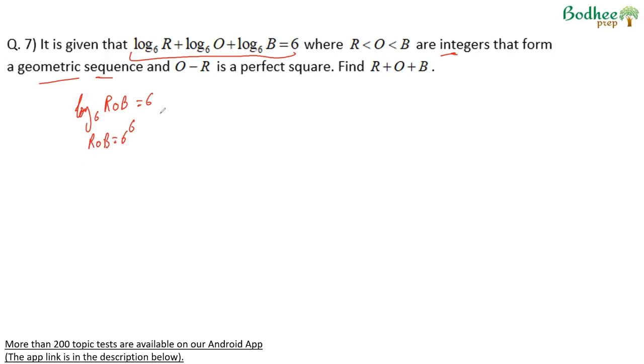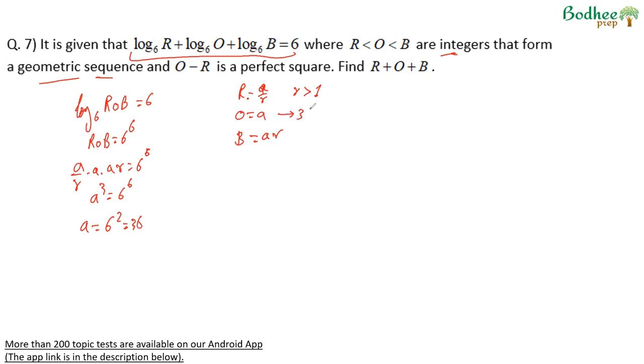Now, since these are three terms of a geometric progression, we can take the central term to be a, the first term to be a by r, where r is greater than 1, so r will be less than o, the capital R will be less than o, and the third term to be a into r. Which means a by r into ar is equal to 6 raised to power 6, which gives us a cube is equal to 6 raised to power 6. Taking the cube root, a comes out to 6 raised to power 2, which is 36. The value of o is 36.